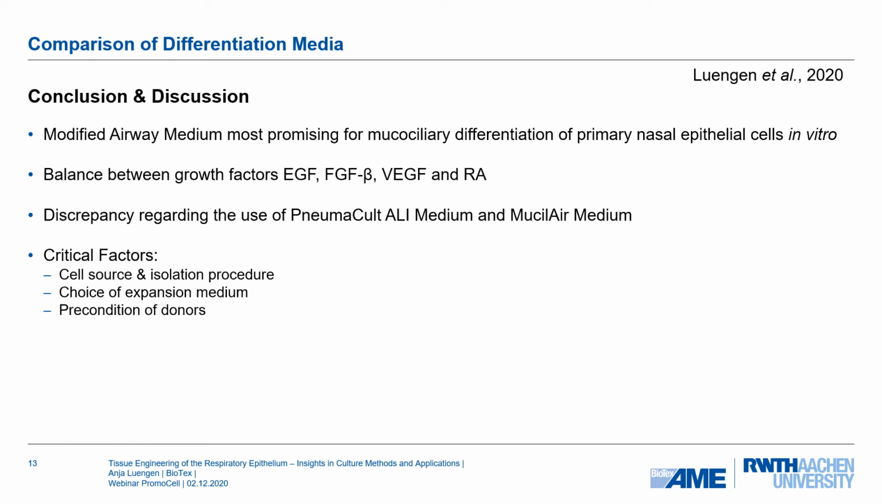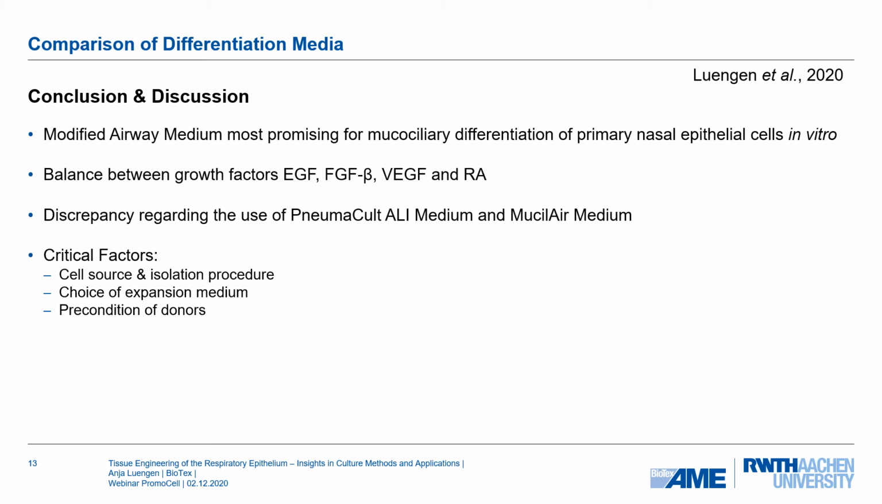The cell source, including nasal or bronchial origin, may play a major role, also in combination with differing isolation procedures. As we used AECGM as proliferation medium for all samples, it is possible that we would have seen differing results when using proliferation media made for MucilAir or PneumaCult-ALI medium. The combination of proliferation and differentiation medium may be crucial in this context.